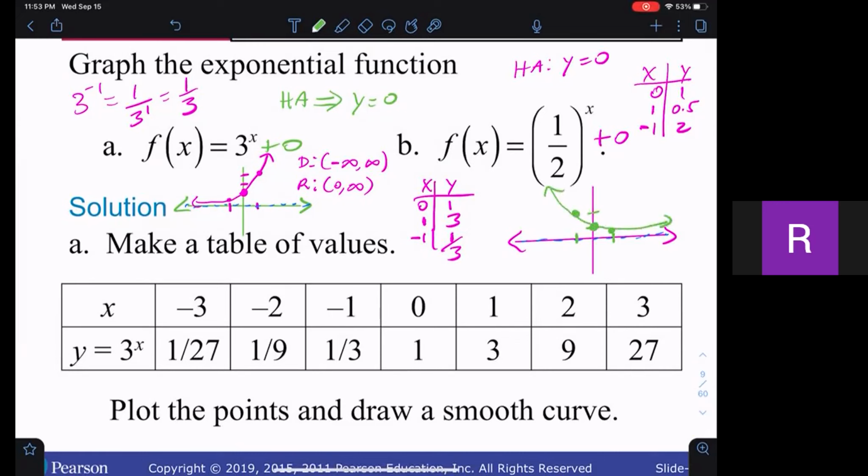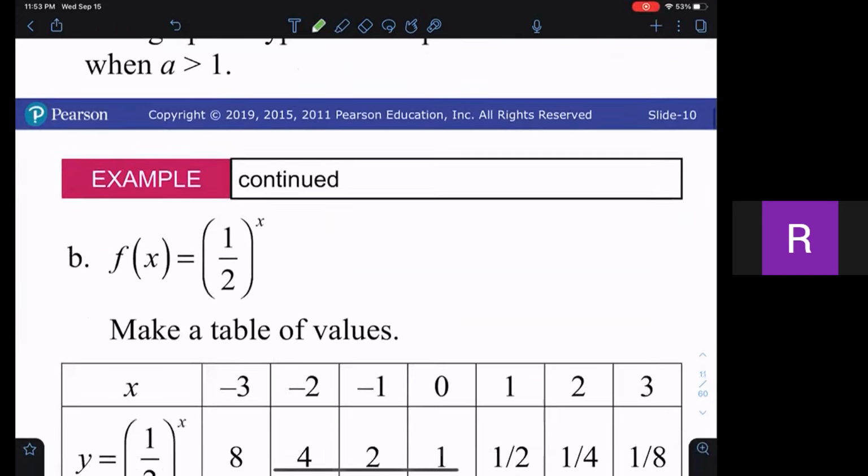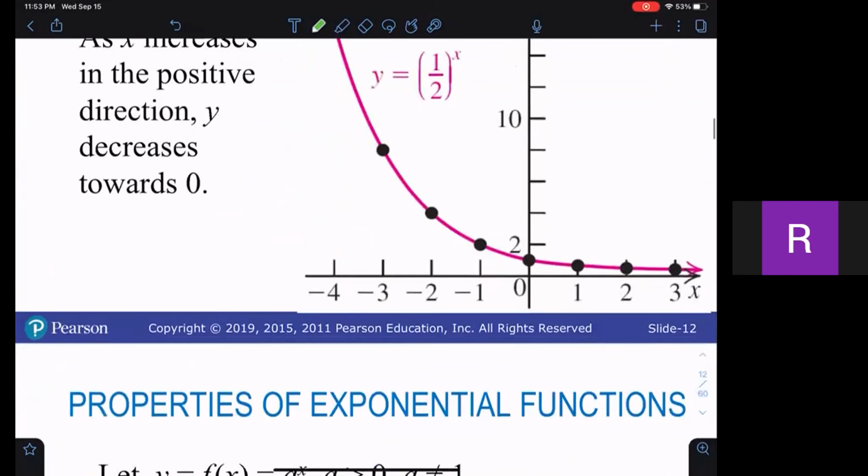Right? So the domain, again, is all real numbers, negative infinity, infinity. And the range is from 0 to infinity. And that includes 0 because 0 is the asymptote, right? That's it. You're done. And then that's how they explain here, right? You don't need to do all that stuff.